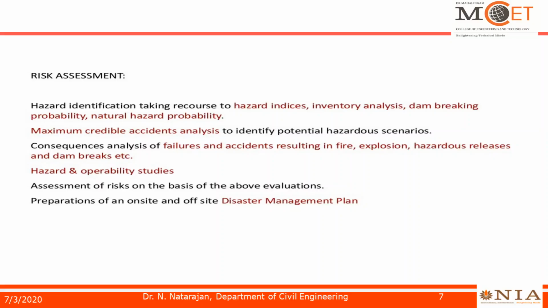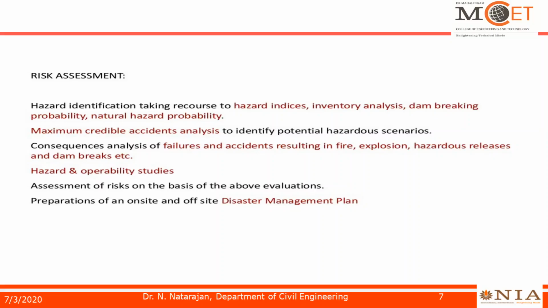So maximum credible accidents analysis to identify the potential hazardous scenarios. What are the different kinds of hazardous scenarios that can occur due to this project? Consequences analysis of failures and accidents resulting in fire, explosion, hazardous releases, and dam breaks, etc. Right. So, what are the different types of failures that can occur? Right. For example, there may be fire explosion, or it may be release of some hazardous chemicals, or it may be some breakage of some structure, etc.